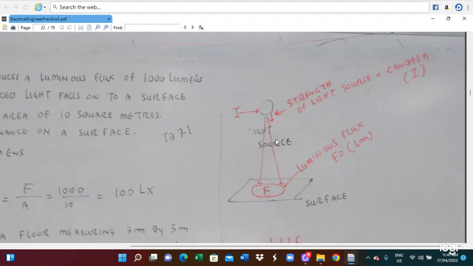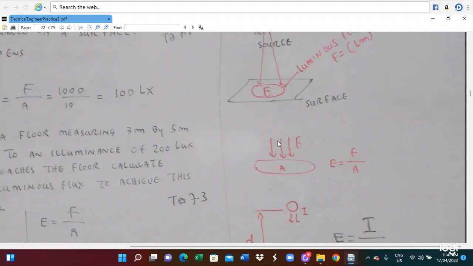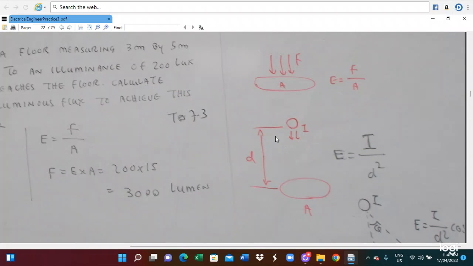Here we can calculate this light. This is the area, and that is the luminous flux. Then we can calculate the candela. Here, all the light falls on the surface, so E equals F over A. And here is the distance D. In this case, E equals I divided by D squared.